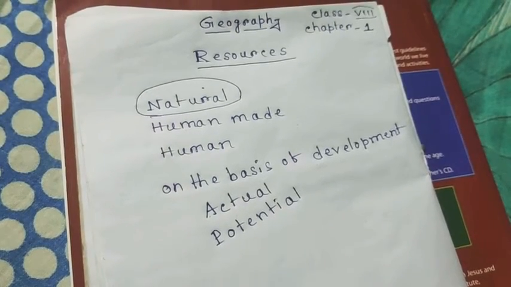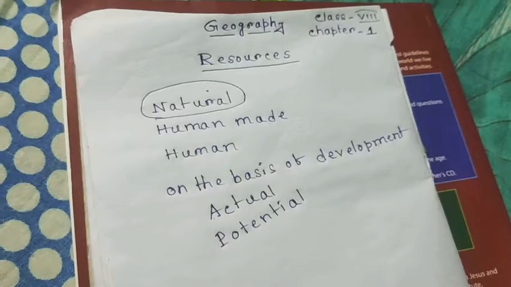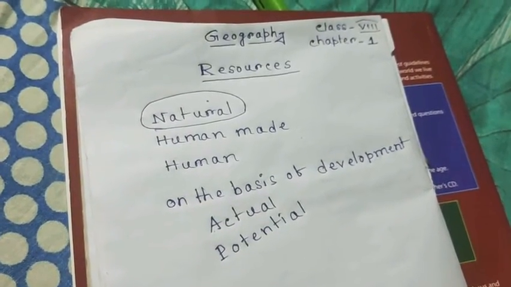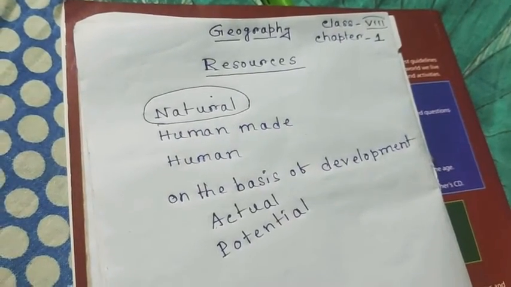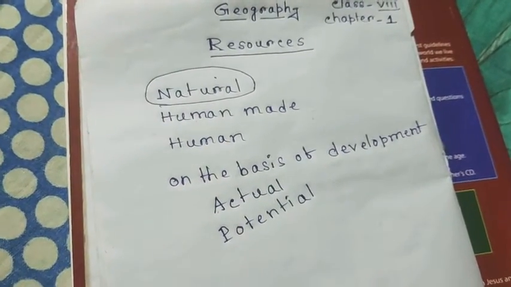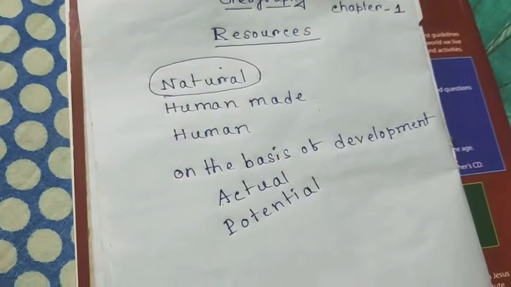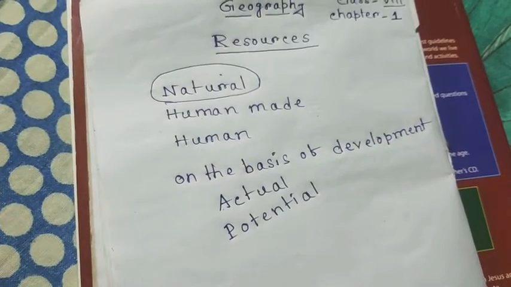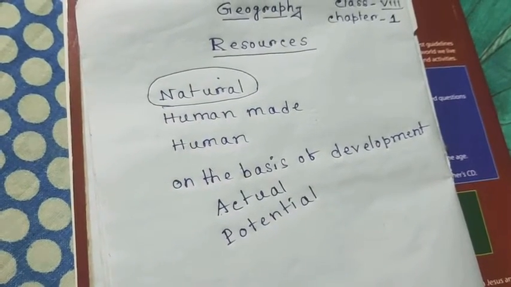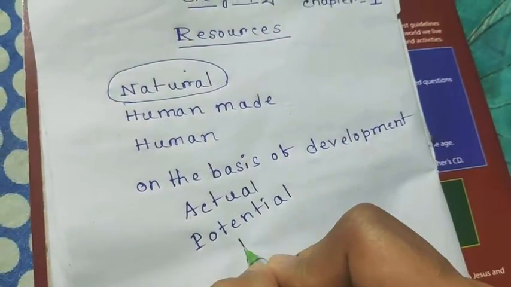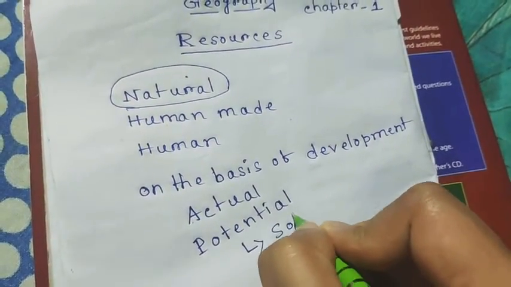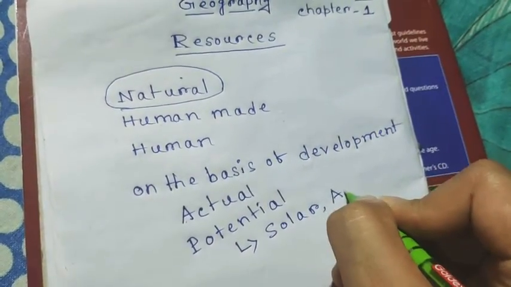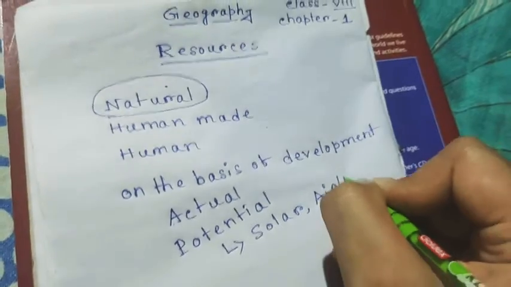Then, potential resources. What are potential resources? They are those whose entire quantity may not be known, and these are not used right now but can be used in future. They will be called potential resources, like solar energy, or air, or wind energy.